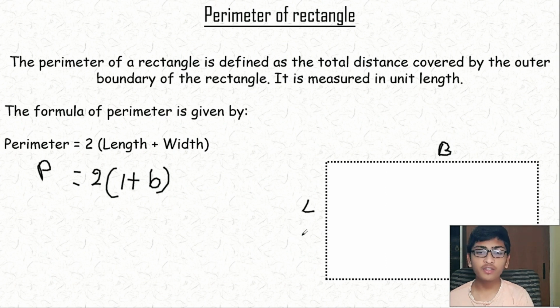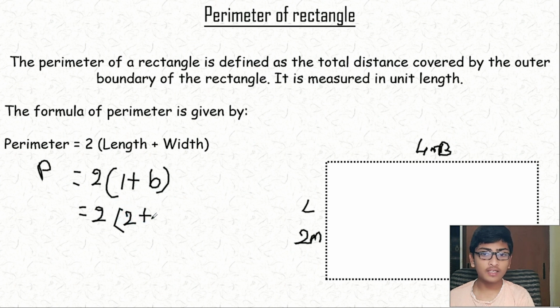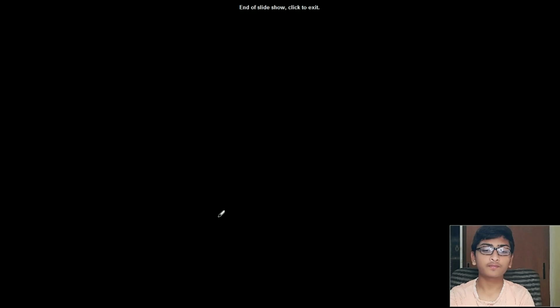Here if L is 2 meters and B is 4 meters, then perimeter is equal to 2 into (2 plus 4). Here 2 plus 4 is 6. 2 sixes are 12. When length is 2 meters and breadth is 4 meters, then the perimeter of the rectangle is 12 meters.